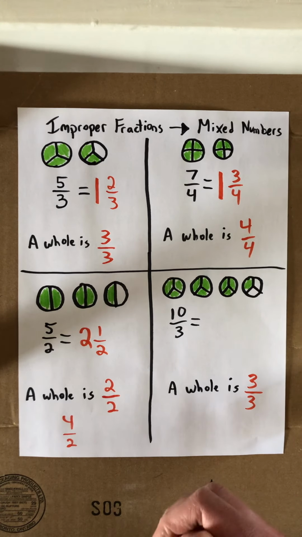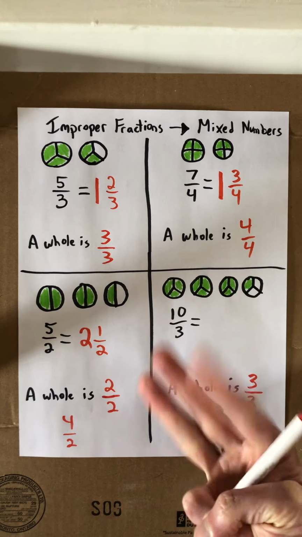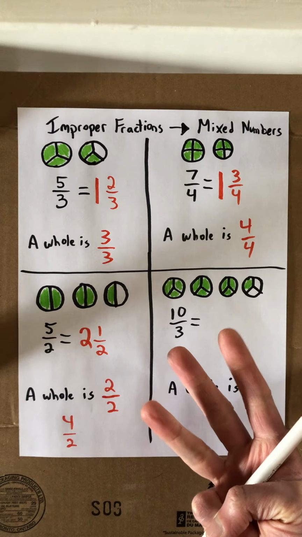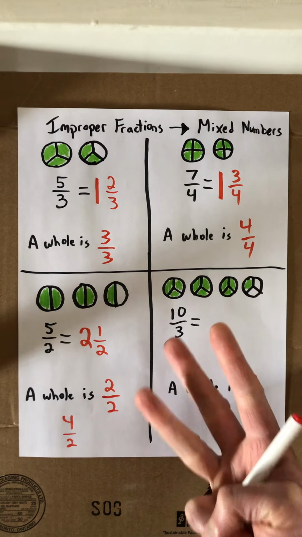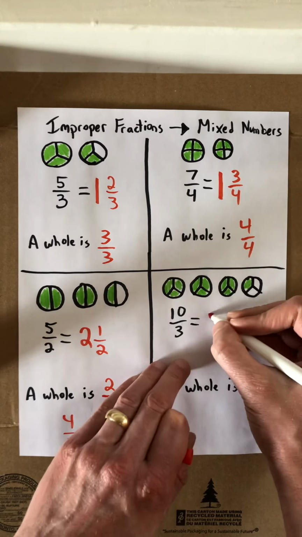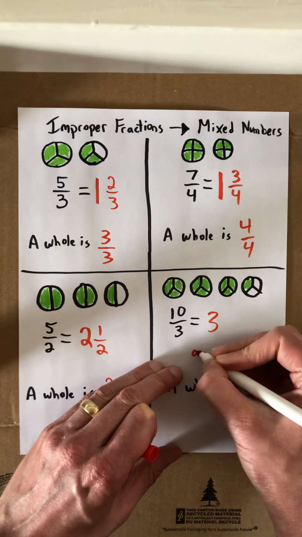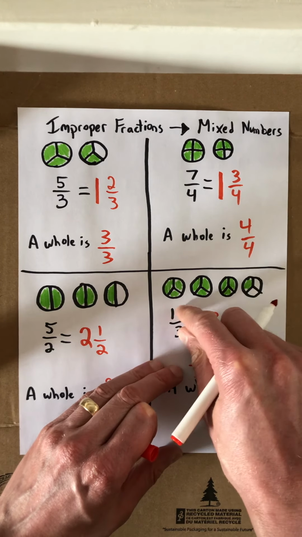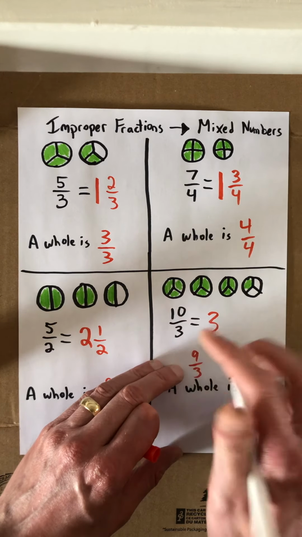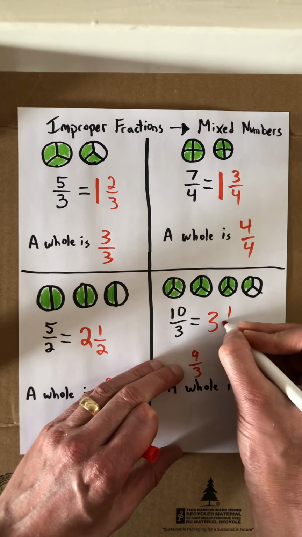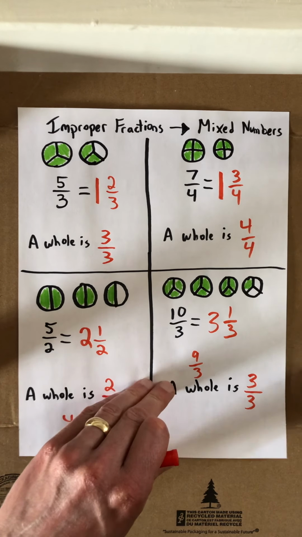Maybe I count on my fingers. 3, 6, 9. That's as close as I can get, because I'm going up by multiples of 3. So that leaves me with 3 wholes. If I take 9 out of the top, and turn that into 3 wholes, how much am I left with? I'm left with 1/3. So I have 3 wholes and 1/3.